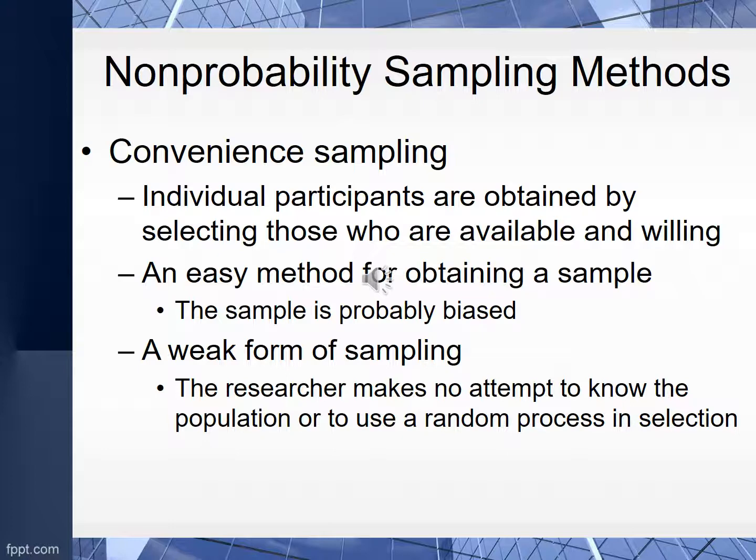Non-probability sampling methods include what we call convenience sampling. Here, individual participants are obtained by selecting those who are available and willing. An easy method for obtaining a sample is by using this convenience sampling. It's not the most representative sample, and it often is probably biased. So it's really a weak form of sampling, but can be used often if people have easy access to a convenient sample. The researcher here is making no attempt to know the population or to use a random process in selection.